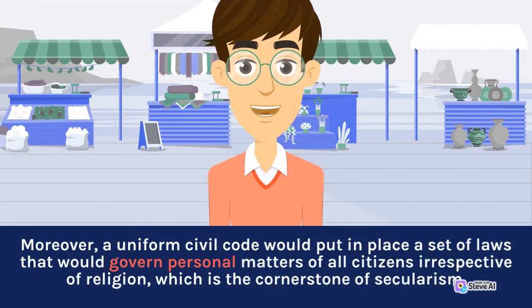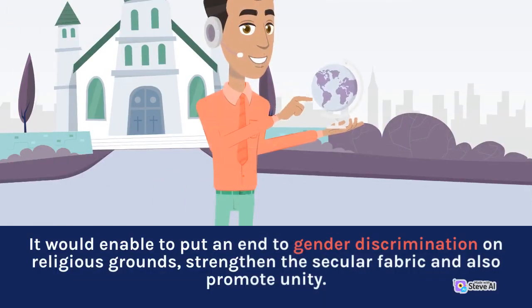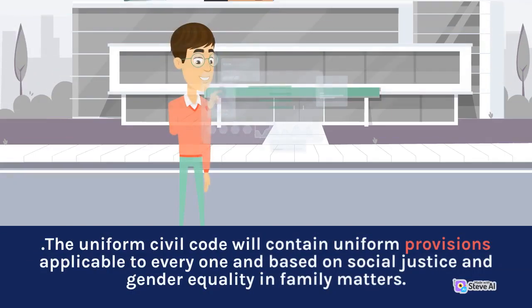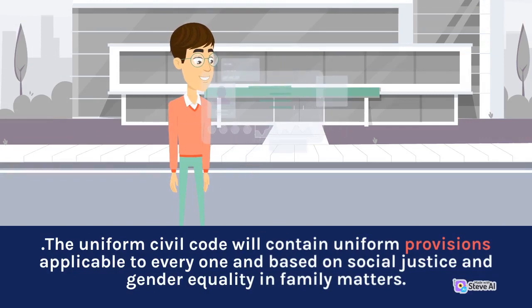Moreover, a uniform civil code would put in place a set of laws that would govern personal matters of all citizens irrespective of religion, which is the cornerstone of secularism. It would enable putting an end to gender discrimination on religious grounds, strengthen the secular fabric, and also promote unity. The Uniform Civil Code will contain uniform provisions applicable to everyone and based on social justice and gender equality in family matters.